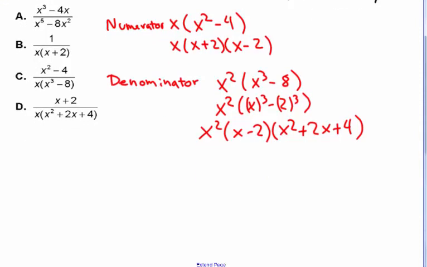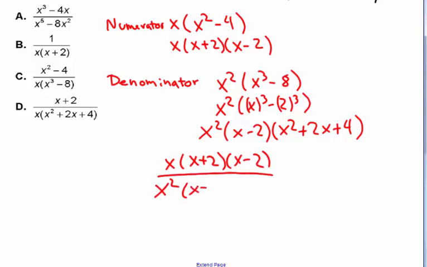So now if we look at both these, we put our numerator on top, our denominator on bottom, we'll see what reduces to 1. So hopefully we see that an x minus 2 reduces to 1, and that we have an x on top and an x on bottom. So our answer would be D.